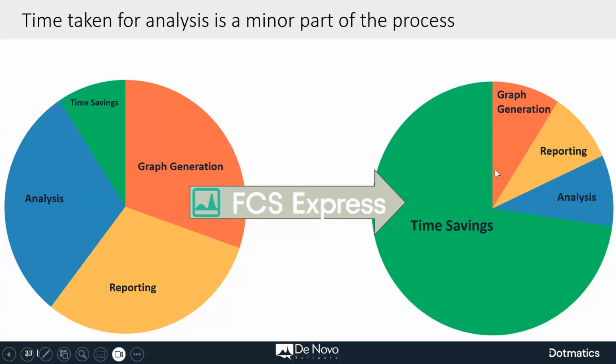So I should put a disclaimer here, results can be variable, but what that opens up is a huge amount of time savings. And we've seen this with customers time and time again. When they make that switch and they come over or they start with FCS Express, they're able to recognize a huge amount of time savings with their analysis and their reporting.